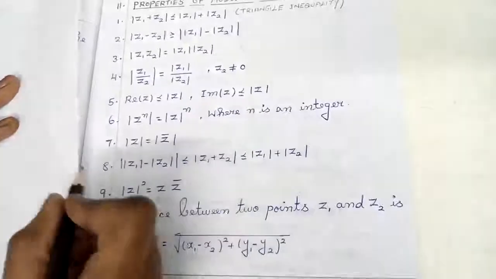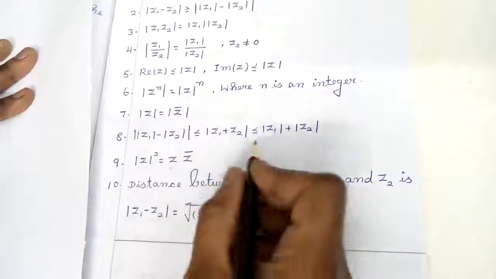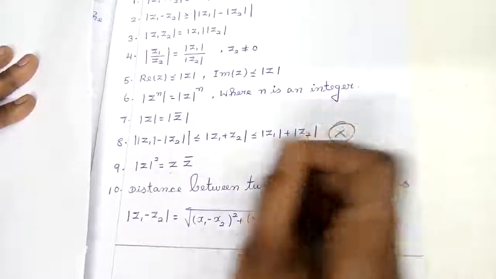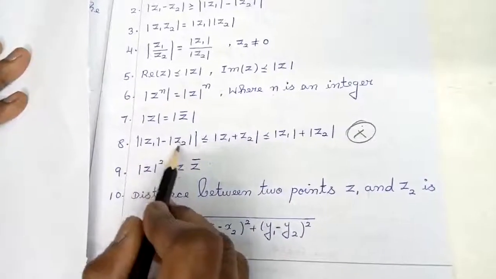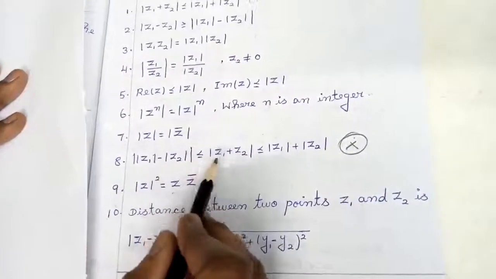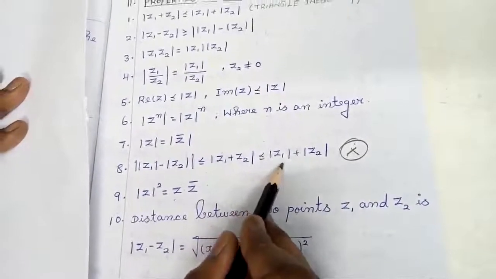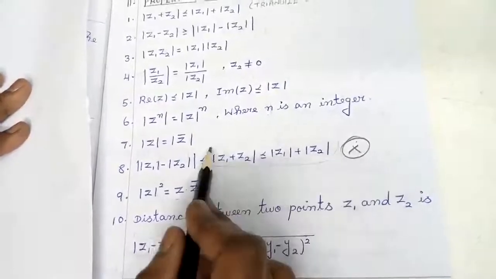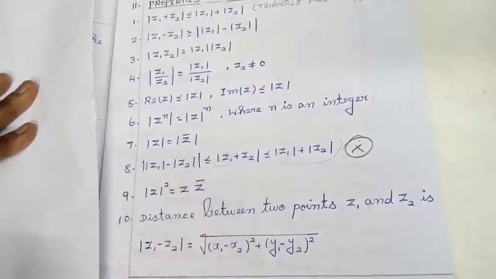And the very important formula in this place is this, students, this is the property you will be using. Modulus of z1 minus modulus of z2 is less than or equal to modulus of z1 plus z2, less than or equal to modulus of z1 plus modulus of z2. This second and third condition is in the form of triangle inequality. In front of that we are going to calculate this value.